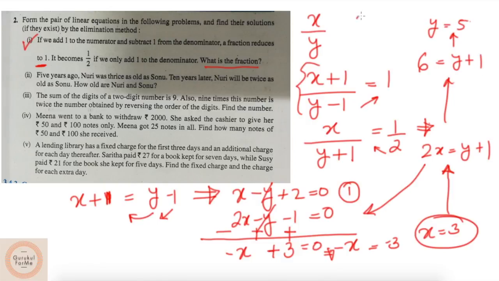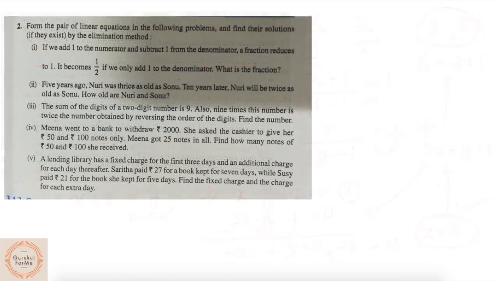And so what's the fraction? The numerator is 3 and the denominator is 5. Is that the answer? Okay, now let's look at question number 2. It says there are two people here. 5 years ago, Noori was thrice as old as Sonu. So there are two people, Noori and Sonu. 10 years later, so something which happened 5 years back and something which is going to happen 10 years later.